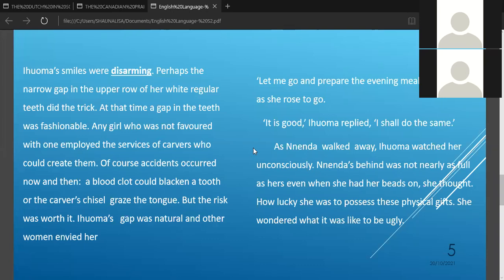Am I supposed to stop there or I go forward? Yeah, go forward for the next one, only the next paragraph. Okay.